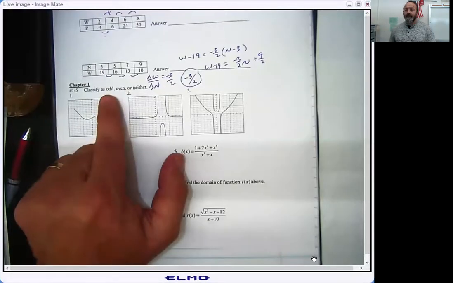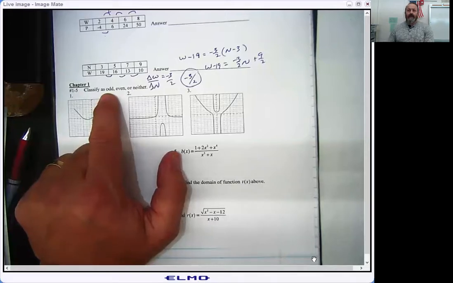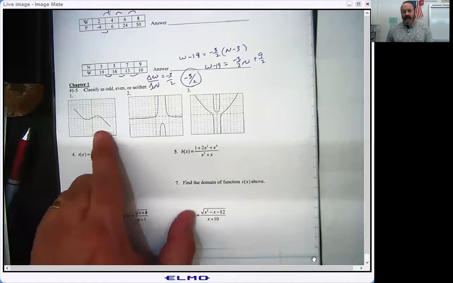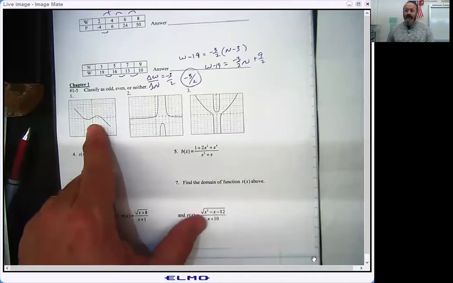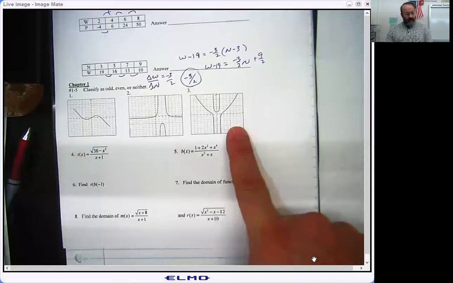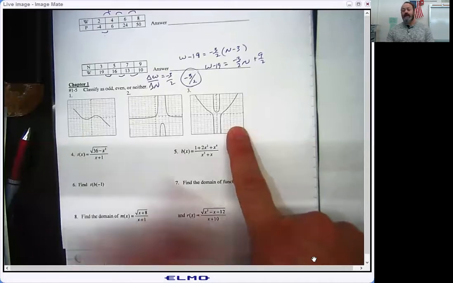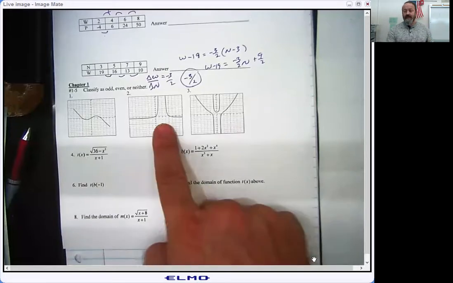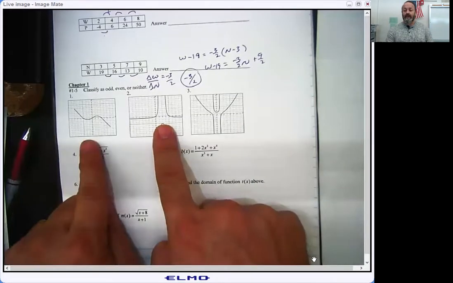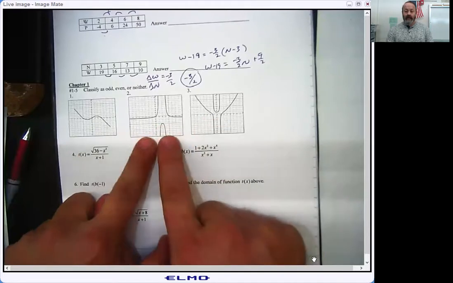So remember, odd functions are ones where if you could spin the graph around the origin 180 degrees, it's still going to be symmetric. And as it turns out, this graph right here has that odd or origin symmetry. This graph over here, number 3, is even, whereas this one does have symmetry, but it's not specifically around the origin as a coordinate or around the y-axis. So this one is classified as neither. So we had an odd one, we had an even one, and a neither.